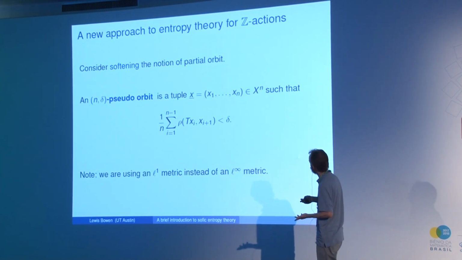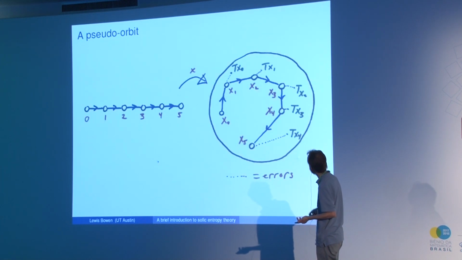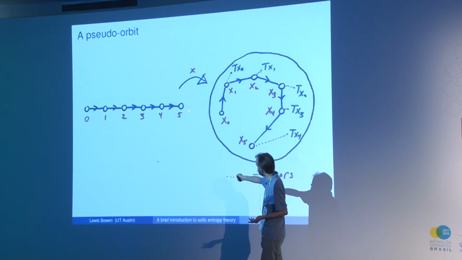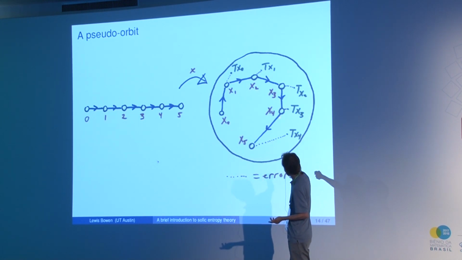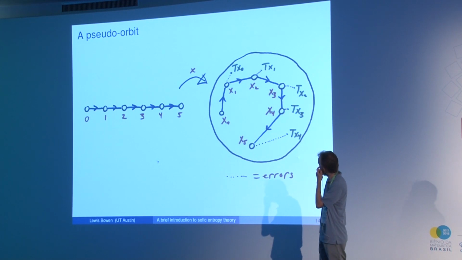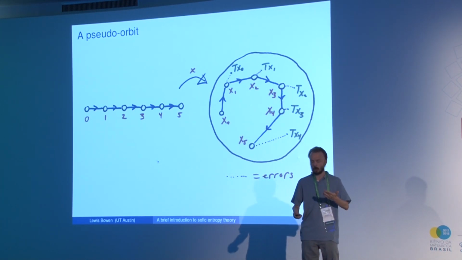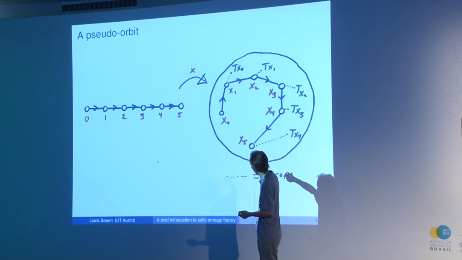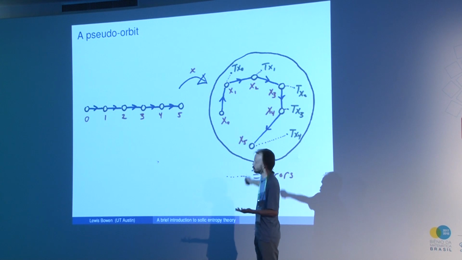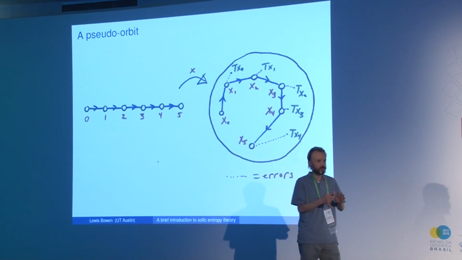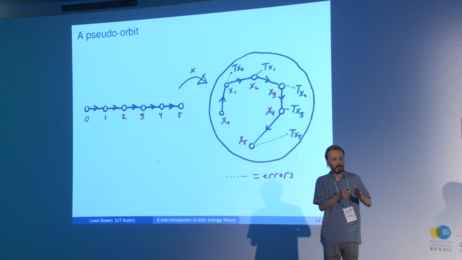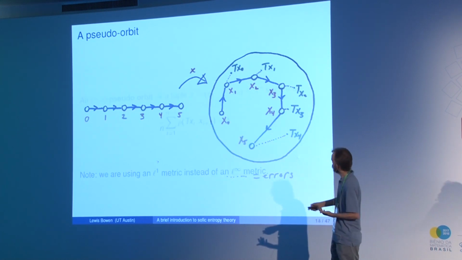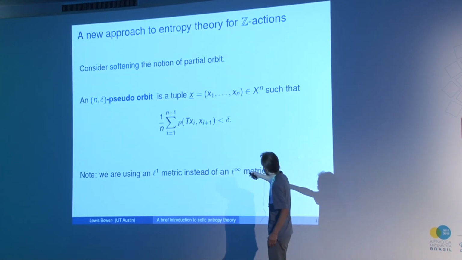And let me show you a picture, and then I'll explain the algebra. So we just take this part of the number line, as we did before, and we map it in some way into our space X. But this time, we don't require that X1 is the transformation applied to X0. Instead, it just has to be close, and it just has to be close in an average L1 sense. Okay, so this is the precise version.